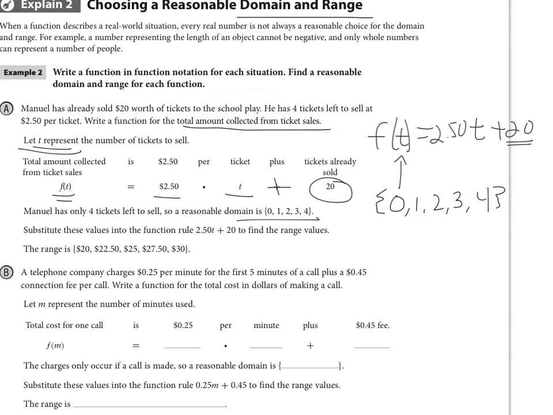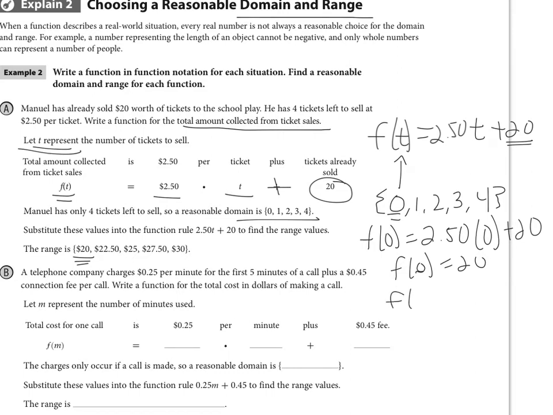And then we want to find, well, what's the reasonable range for what we have left for our domain? So remember, range is our output. So if we put in 0, what are we going to get out? So f of 0 equals $2.50 times 0 plus 20. So this would represent if he sold 0 more tickets. Well, f of 0 is 20. So that would be our first range value.